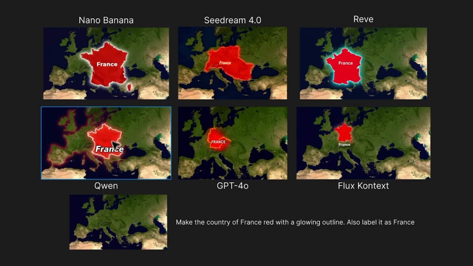Nano Banana, Qwen, and Reve at least got a decent shape of France. Nano Banana was the best since it actually got the island there, but it is not at all where France is on the map. It just highlighted it and placed it on top of everything. So when I made this video, I had to get a different type of map that already had France outlined when I was doing this.